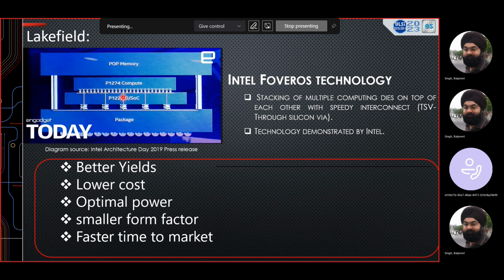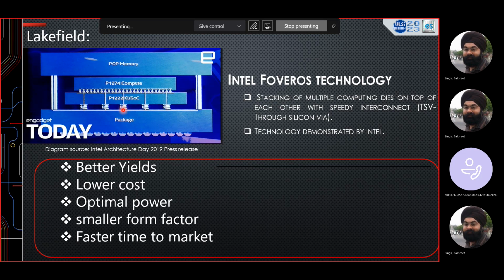Now, if you see over here, I'm just trying to spend some time on this diagram, and this is public. If you Google it, you'll find it. So these two technology nodes are mixed together through the microbump connectivity between them. And then think about the challenges you see with this as a design community.